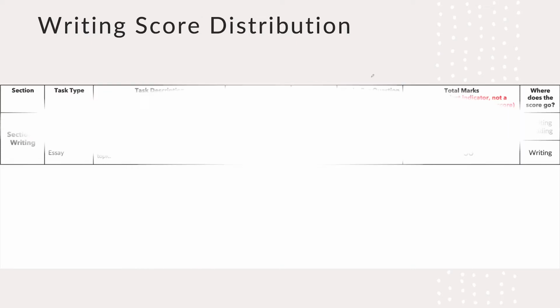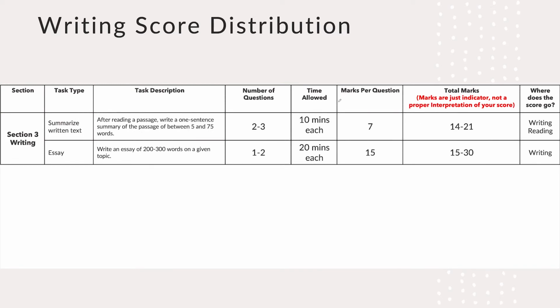Now, the next thing is to understand the score. For each summary, you'll be getting 7 marks, and for each essay, you'll be getting 15 marks. Your score from your essay goes only to writing, whereas your score for your summary goes to writing as well as reading.